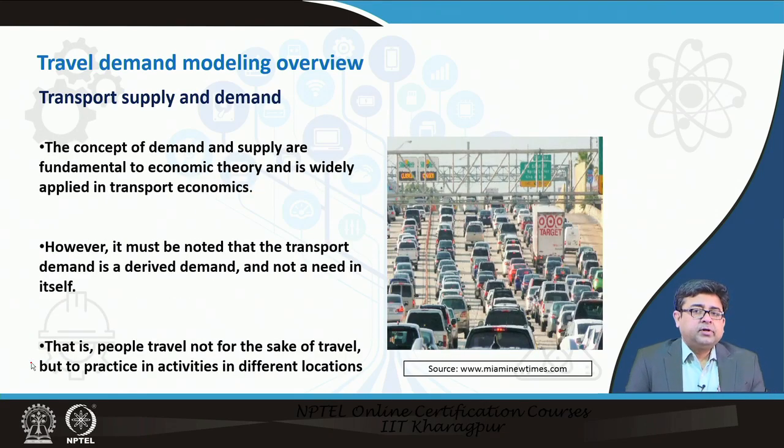So, this concept of travel supply and demand is essential to the understanding of transportation modeling. Now, the supply side of it is the availability of the roads in our city. So, that is an example of supply. So, I have n kilometers of road in my city. That is the supply of the transportation network.